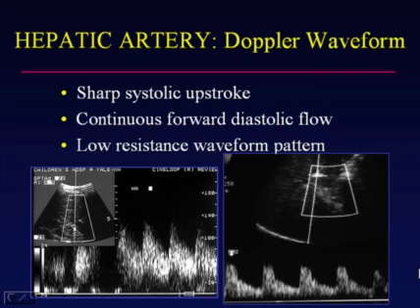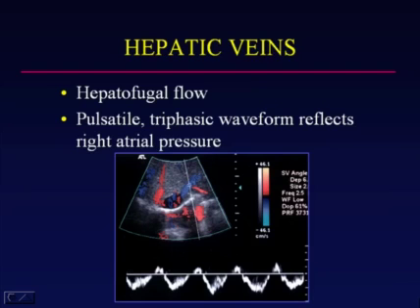In terms of its characteristic Doppler signature waveform, it is characterized, as you see in these two examples, with a very sharp systolic upstroke and continuous forward flow during diastole. In other words, it has a low resistance waveform pattern.